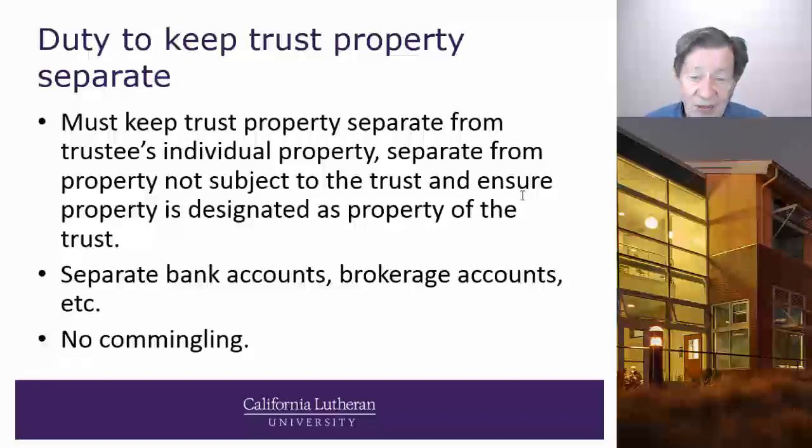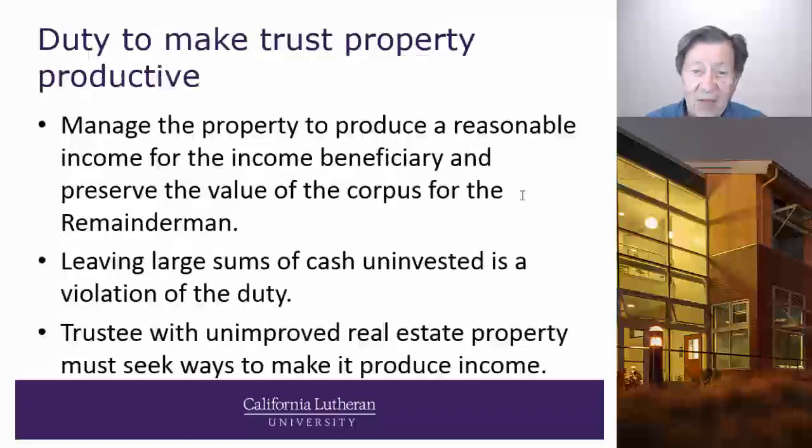You got to really try to be disbarred, and commingling with client assets is the best way. Duty to make trust property productive, manage the property, produce a reasonable income for the property, and preserve the value of the corpus or remainder.